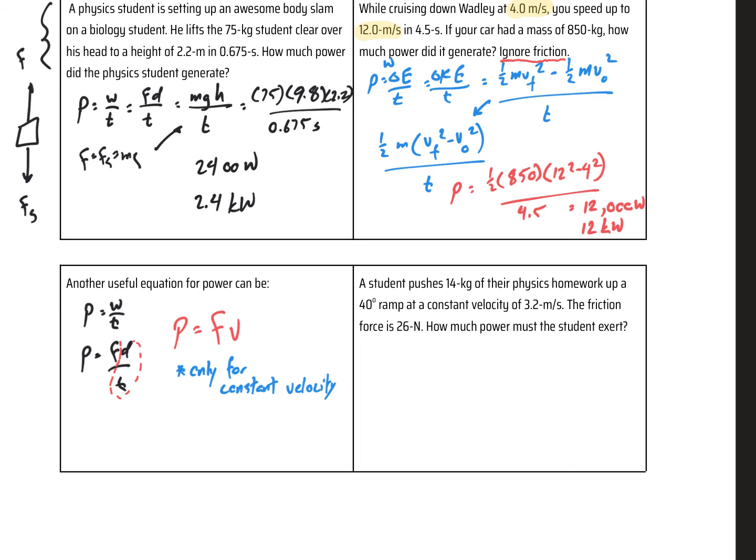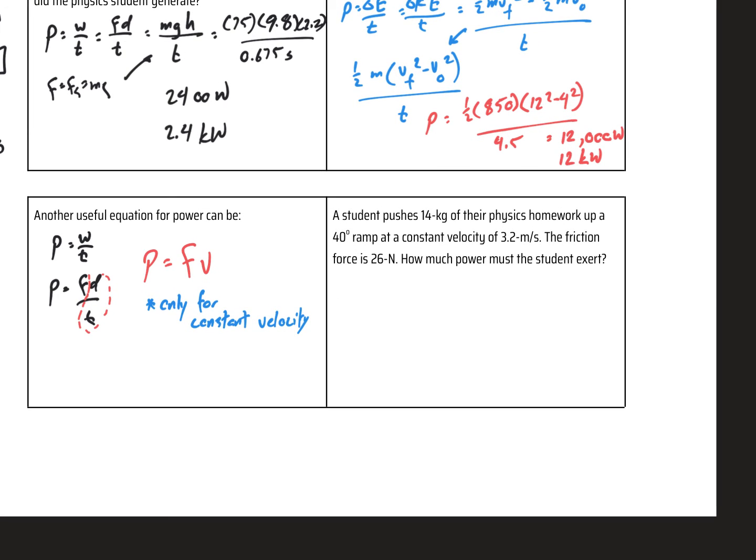So an application of this kind of problem looks something like this. A student is pushing 14 kilograms of their physics homework up a 40-degree ramp at a constant velocity. The friction force is given. How much power must the student exert? All right, so we have to remember our way to set up a ramp.